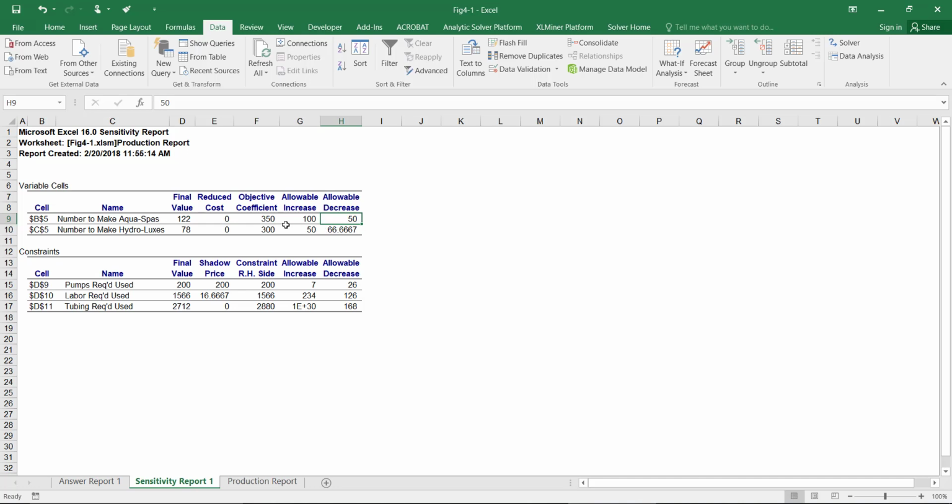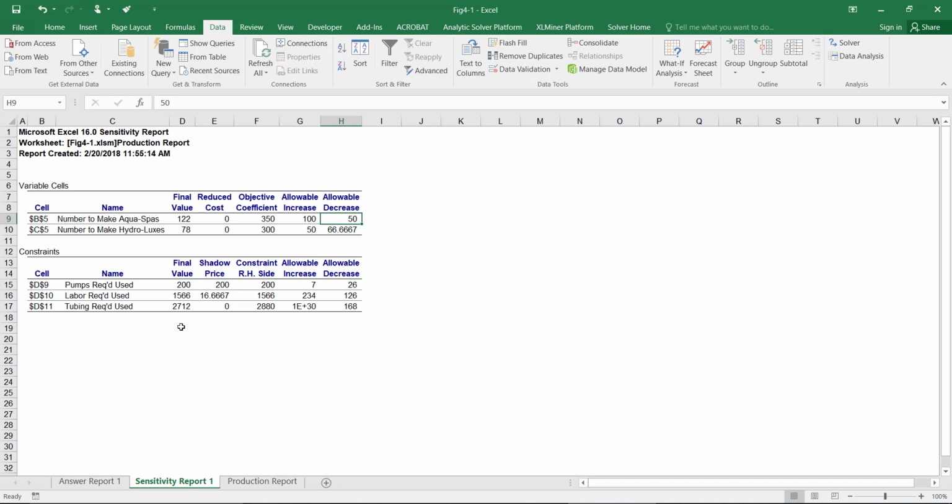So this is the range in which the values that we got for the decision variables are going to stay constant. In the second table, we see the constraints, and we have three constraints for this problem. It has the final value, shadow price, and right hand side, and then the values by which we can increase and decrease.